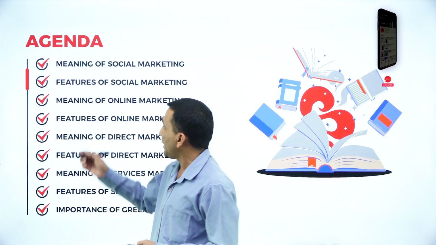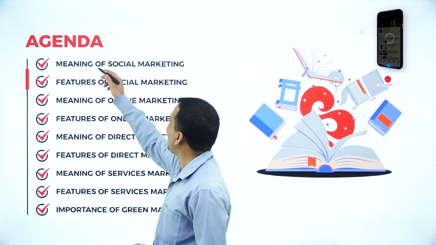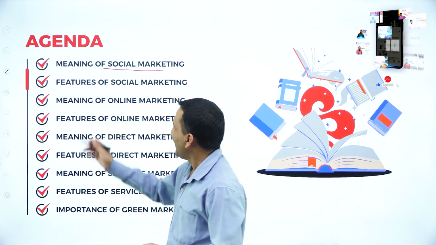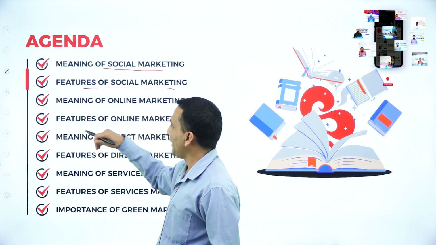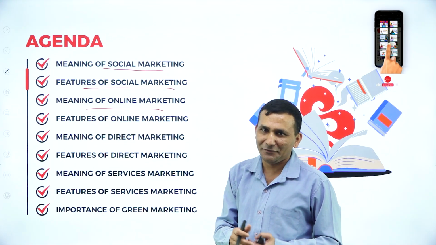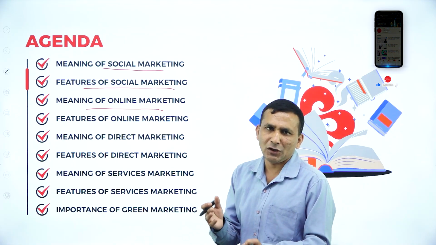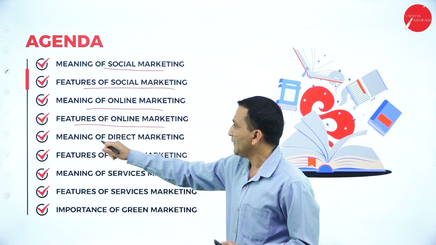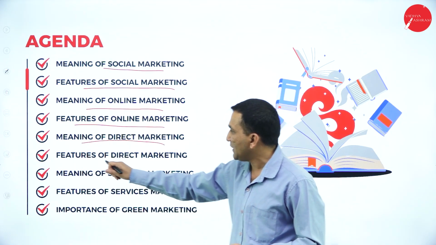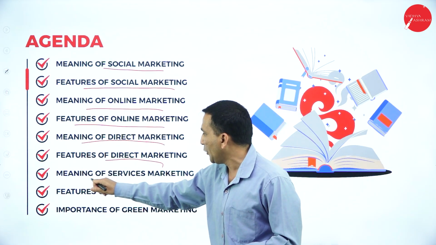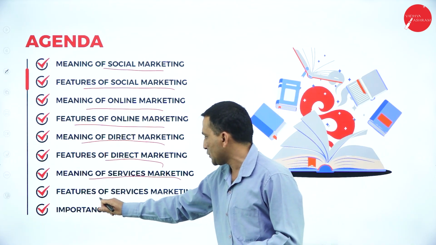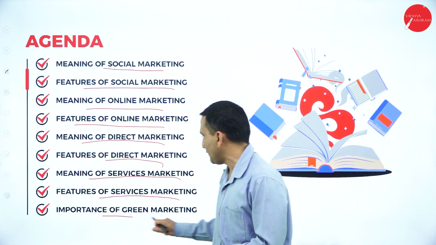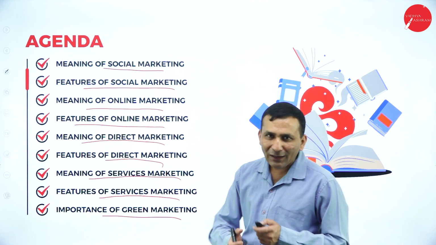Today, my agenda, you are getting more clarity about the meaning of social marketing, what exactly, and the features of social marketing, and the meaning of online marketing, which we call as web marketing or electronic marketing, and the features of online marketing, and the meaning of direct marketing, features of direct marketing, and meaning of service marketing, features of service marketing, and the importance of green marketing. Okay, moving forward one by one.